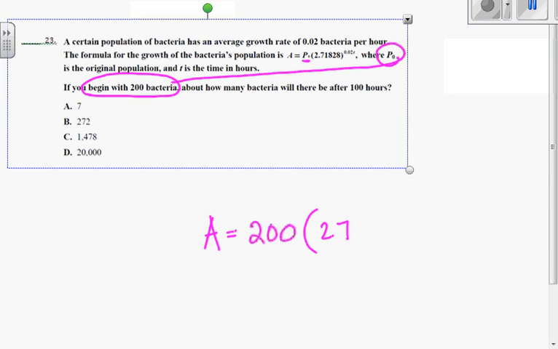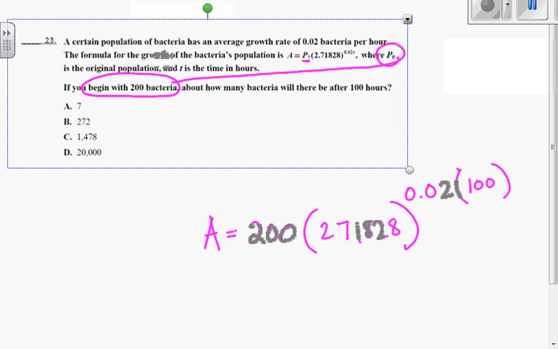Okay, 0.02. All right, and then it says after T is time, make sure it's, yes, in hours. So time in hours is 100 hours. All right, all this means is that you're going to put this into your calculator.